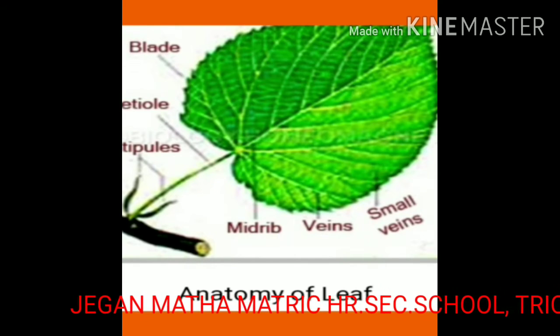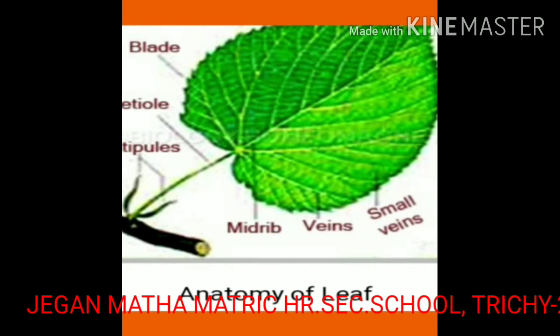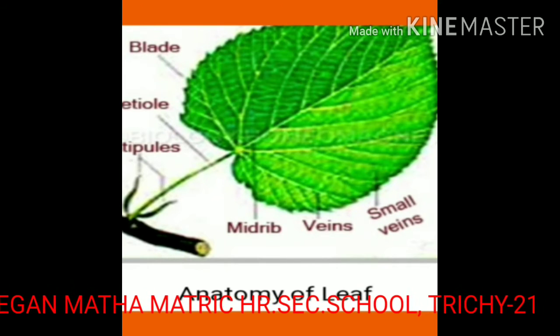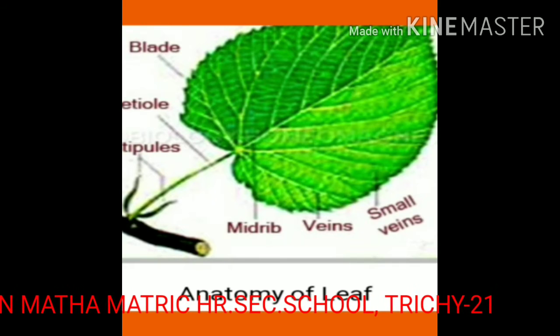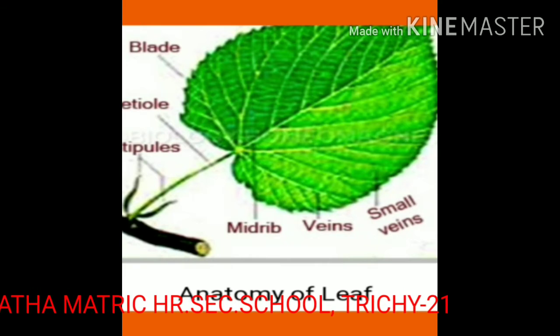Midrib, the central main vein from which secondary veins arise. The base, the area of the leaf that connects the blade to the petiole. Petiole, the thin stalk that attaches the leaf to the stem. Stipules, leaf-like structures at the leaf base.